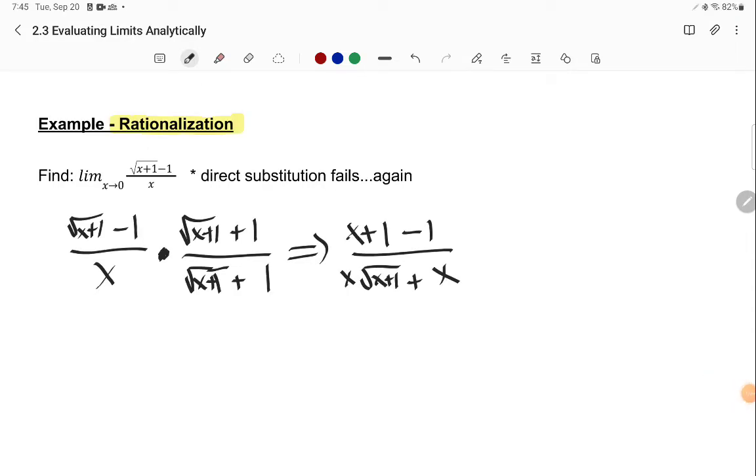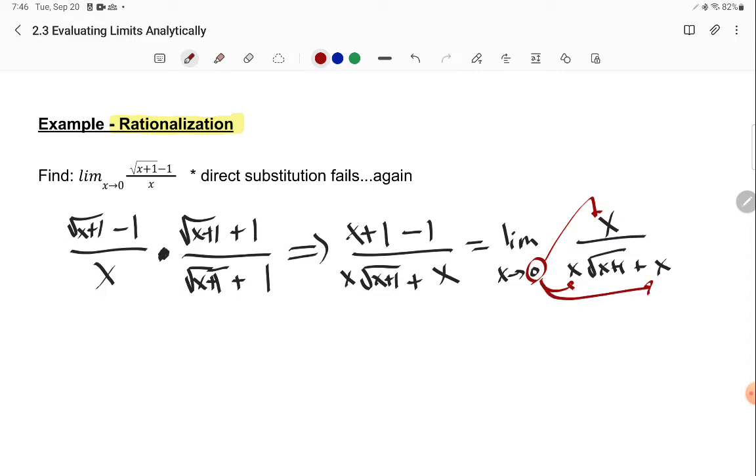All right, so when you do this, you would multiply the numerators. You'd have x plus 1 minus 1, which is really just x. And I'm going to rewrite this as the limit because we're going to try to plug it in. So it's going to be the limit as x approaches 0 of x over, and when you multiply these, you'd have x times the square root of x plus 1, so x times the quantity of the square root of x plus 1 plus x. We could pull an x out there, but that's unnecessary at this point, because even here, when we try direct substitution, you would end up getting 0 over 0, which means we still can't do that.